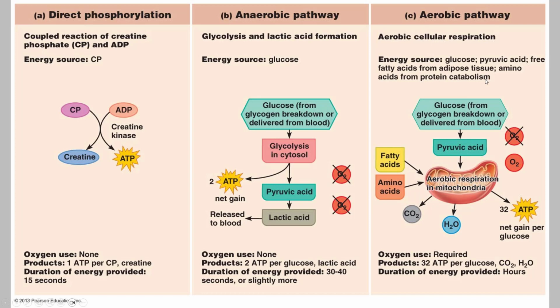But then we have the aerobic pathway. We're going to start to breathe heavy. We're going to start to use oxygen. Here, this is that cellular respiration that we spent a whole chapter talking about. We get 32 molecules, roughly, of ATP per glucose. And we can get energy from this for a period of hours. So this is long-term energy.